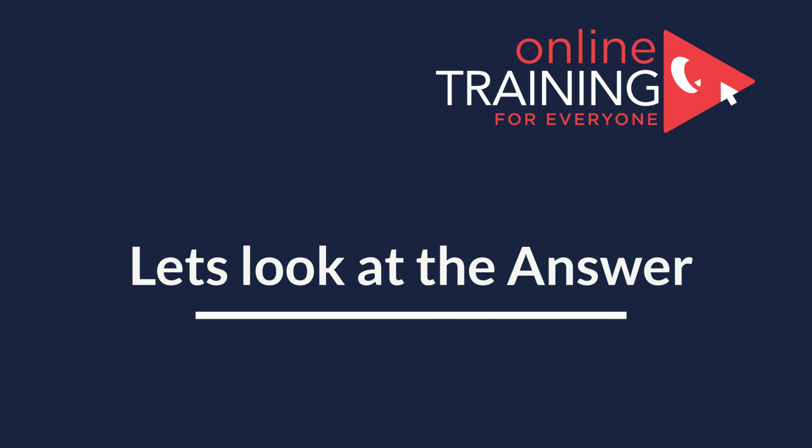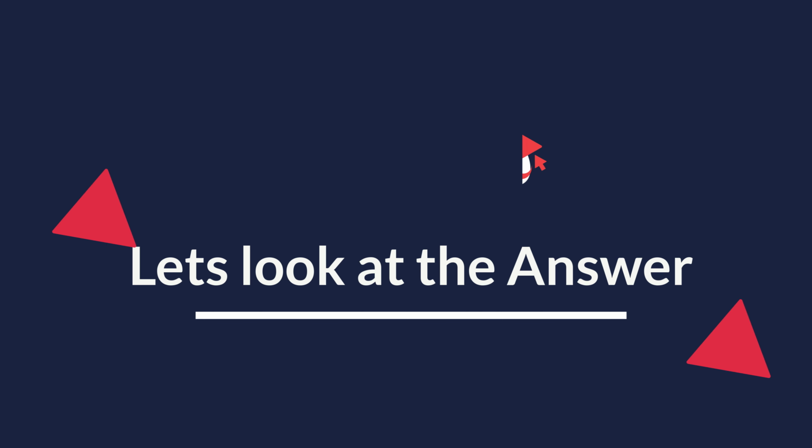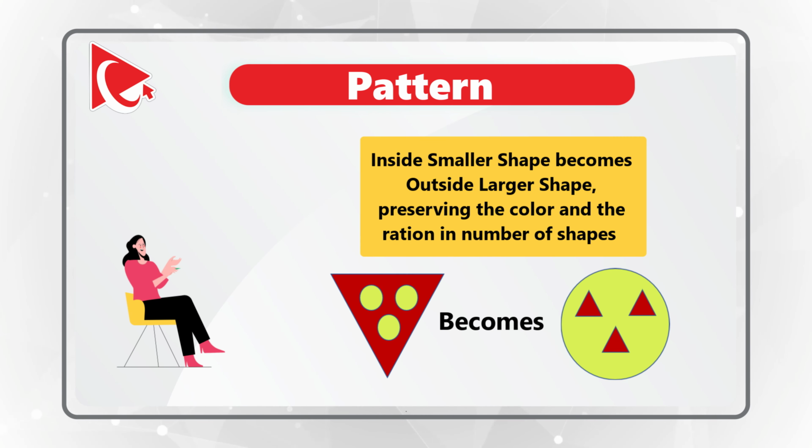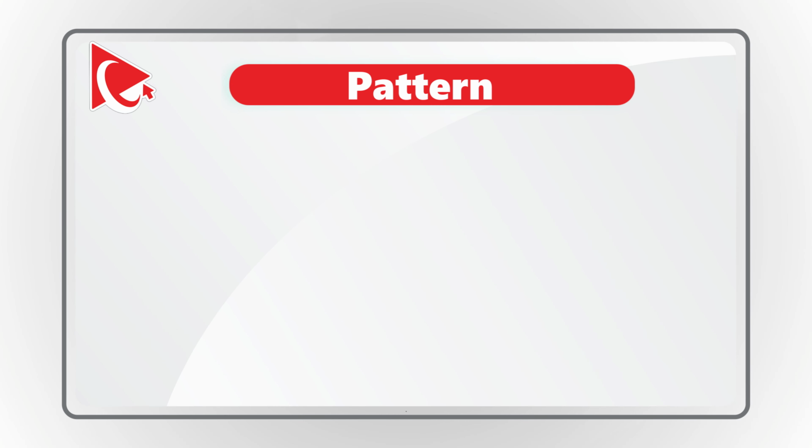To determine the correct answer in this case, and in a lot of other cases, you need to look for patterns. And the pattern in this particular case is that to build the relationship, inside shape becomes outside shapes, preserving the number of the inside to outside shapes ratio.